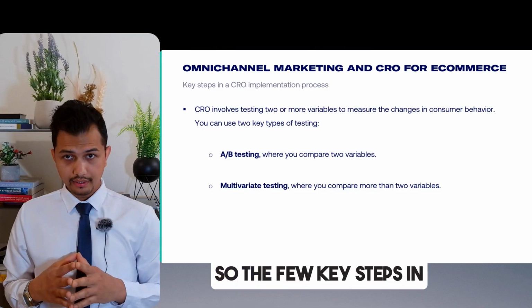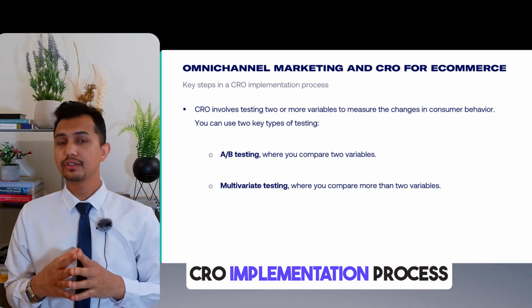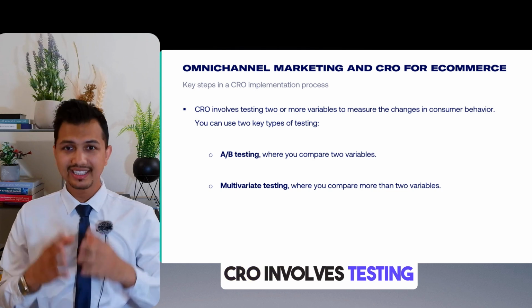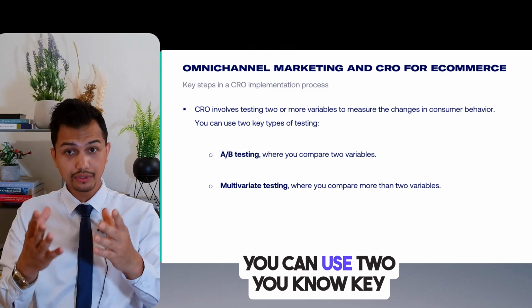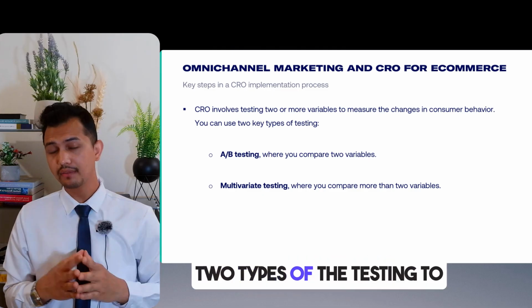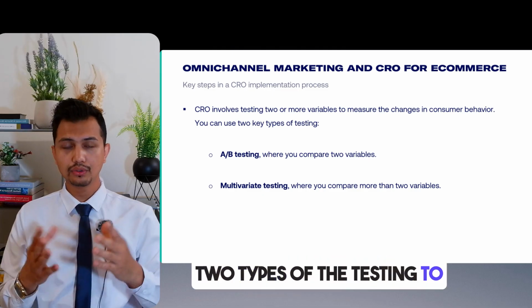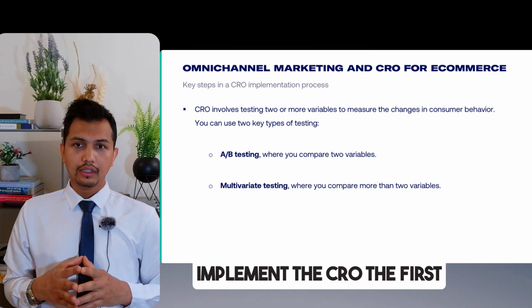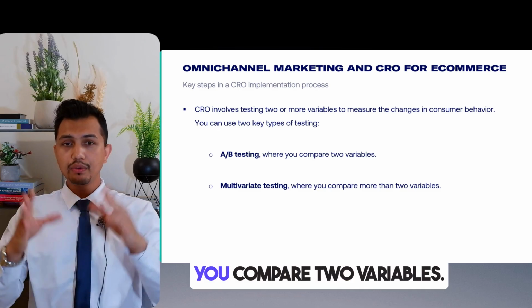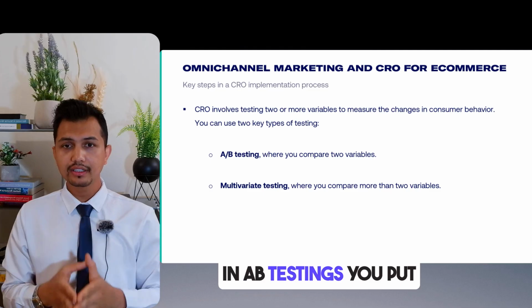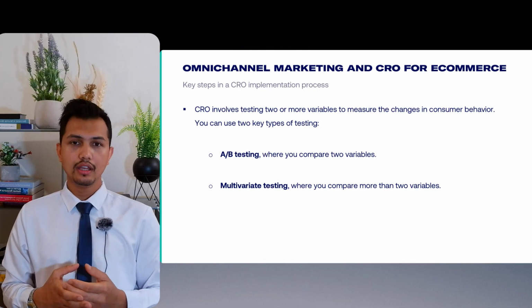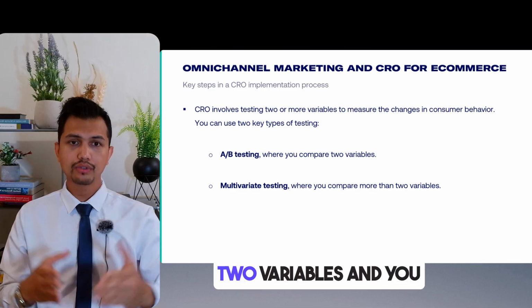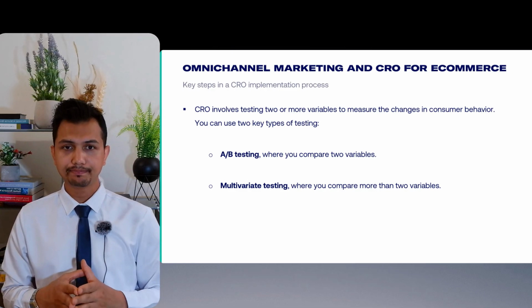So those are the key steps in the CRO implementation process. CRO involves testing two or more variables to measure the changes in content. You can use two types of testing to implement CRO. The first one is A/B testing, where you compare two variables. In A/B testing, you put two variables and compare between them. And in multivariate testing, there are more than two variables, and you compare between them.